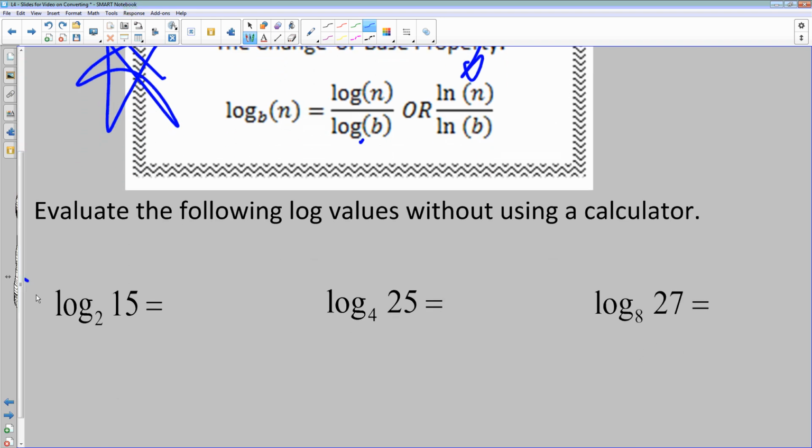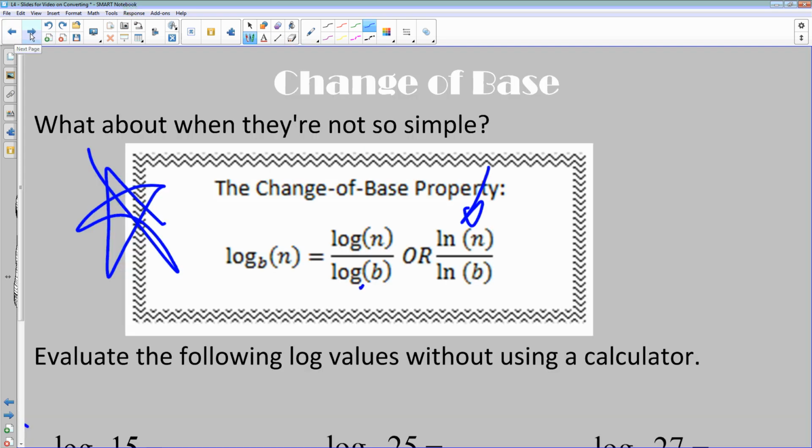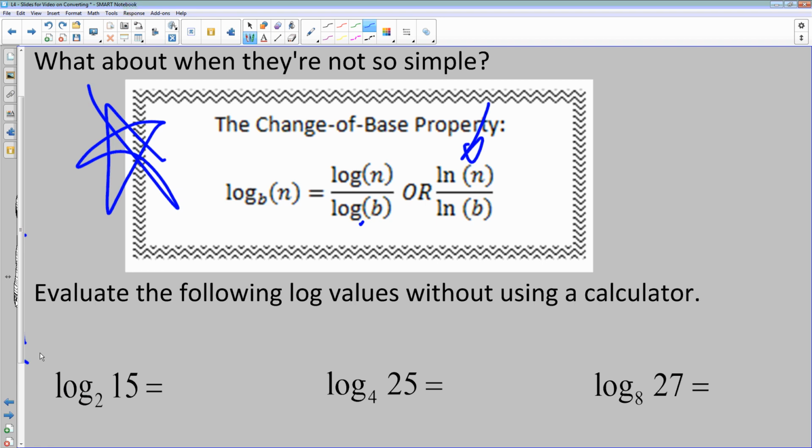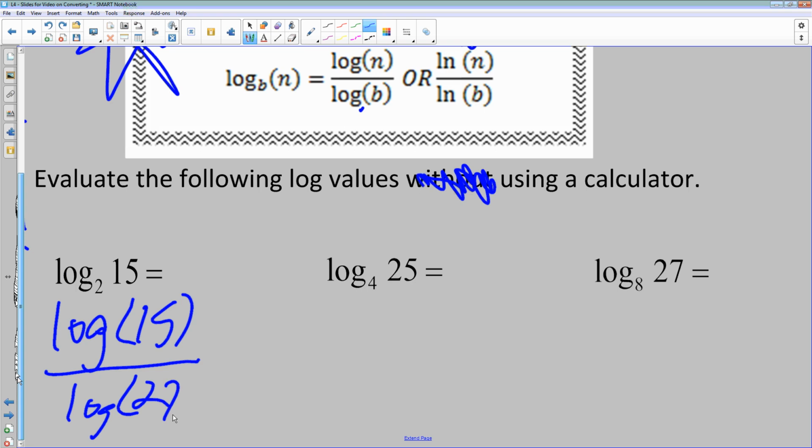We want to evaluate these without using a calculator, it says, but that's just an error in my slides. You have to use a calculator here. So we're going to evaluate using our change of base property. Let's start off. We can rewrite all of them first: log of 15 over the log of 2. And we're going to just put that into our calculator. So just give me a moment here. I'm going to open up my calculator.